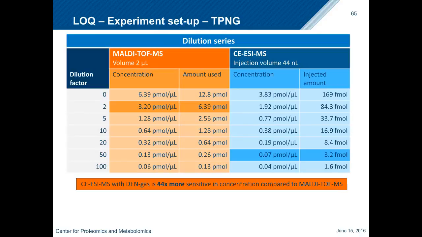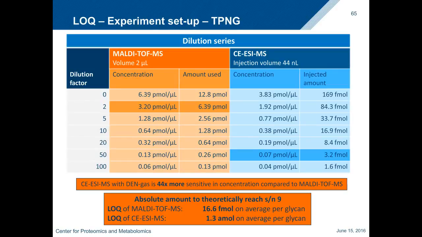That makes CESI MS, using the nitrogen gas, 44 times more sensitive in concentration compared to MALDI MS. I think that's a really interesting message, because how often do you analyze something with your MALDI MS and you don't really get enough sensitivity and not enough intensity with your analysis. In this case, you might want to consider to just take your sample, label it with a positive label, and analyze it on the CESI MS.